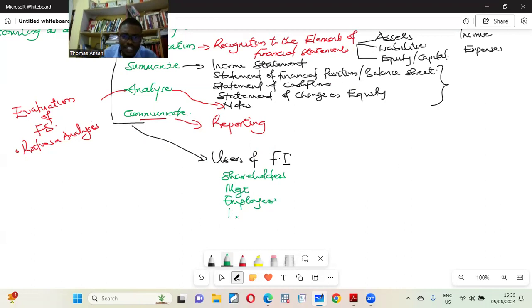We have investors, because investors want to know if the company is doing well for them to provide their monies. We have the creditors, those who sell to the business on credit. They need to know if the company is able to pay their credits or give them their money back. So they are also interested. We talked about the GRA, the Ghana Revenue Authority. That is a representation of the government. All right, they are also interested.